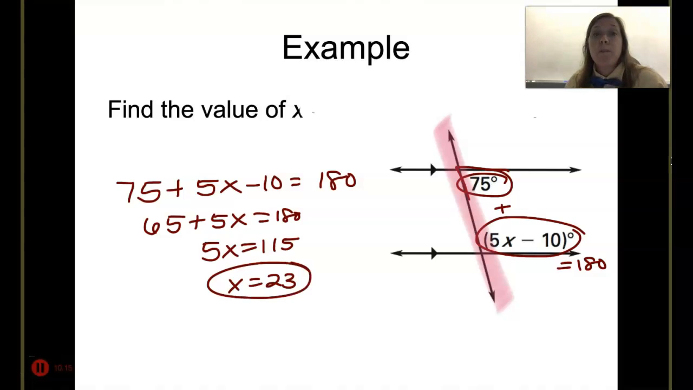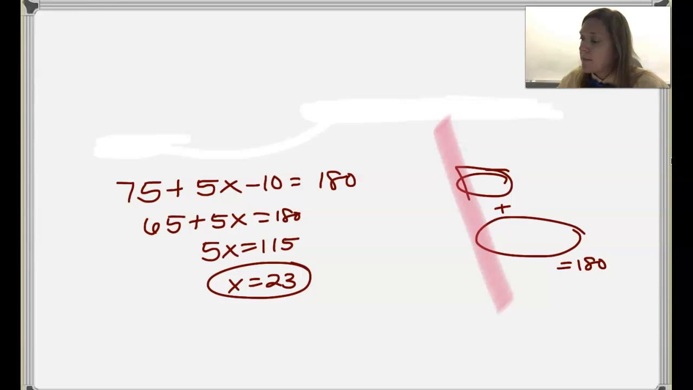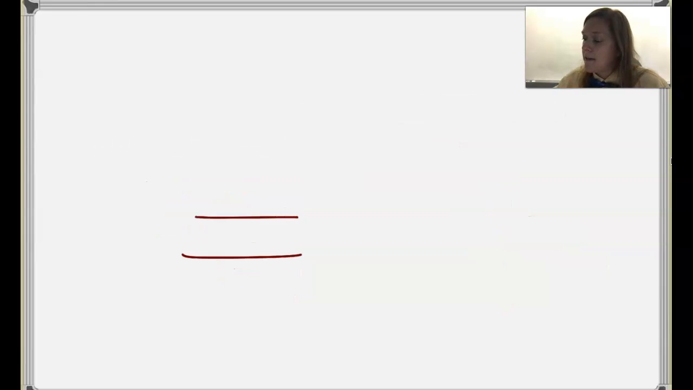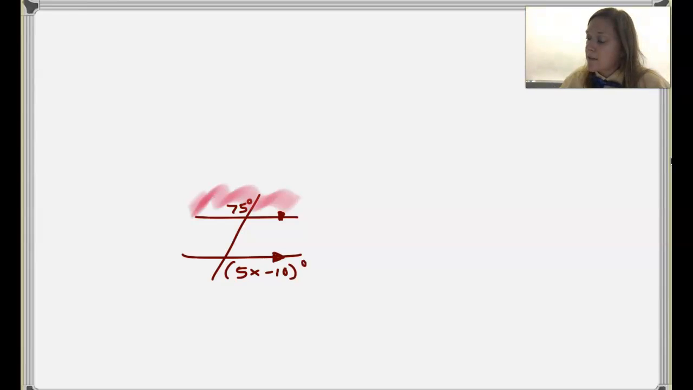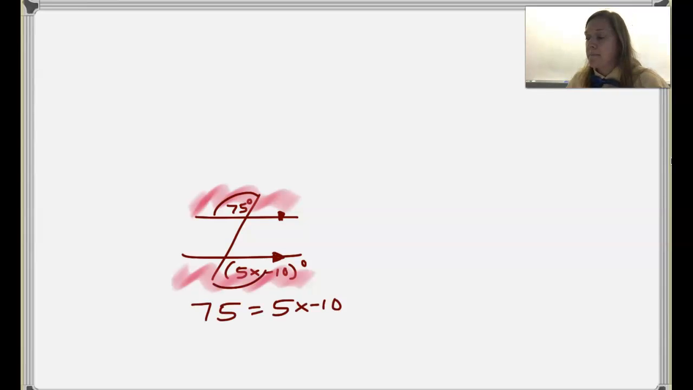Okay, so we've got corresponding, we've got consecutive interior. If this problem would have been a bit different, for example, if it would have looked like this instead. So here are my parallel lines, and we had a 75 here, and we had, I don't even remember what it was, 5x minus 10 down here. Notice how both angles are in the exterior, which makes them alternate exterior angles. So that would be congruent to that. So I would set 75 equal to 5x minus 10.